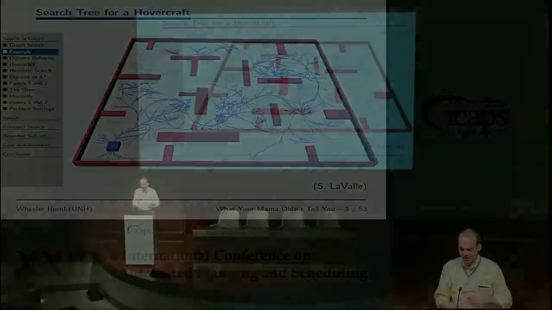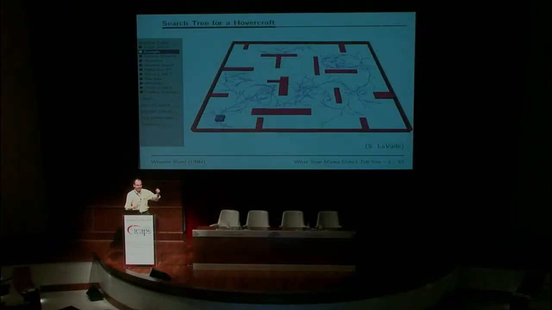Now trees don't have to look like that. They can be beautiful, frilly objects. This is the search tree for a hovercraft planning problem. This is really my idea of a beautiful sliding tile puzzle, you might say. This block here is sliding around with its little thrusters, and the green line represents a possible plan to reach its goal configuration. So search trees are beautiful objects.